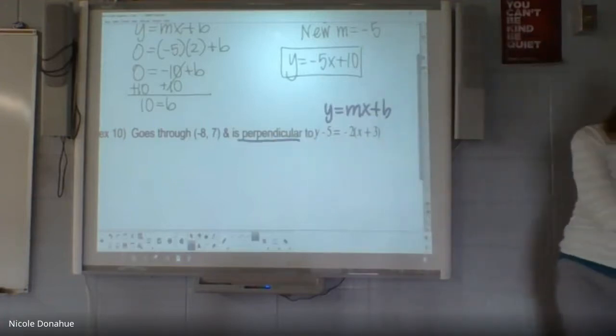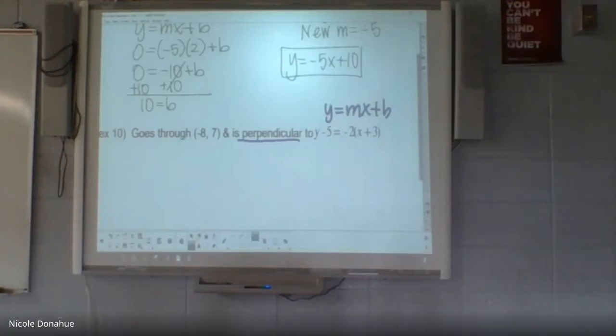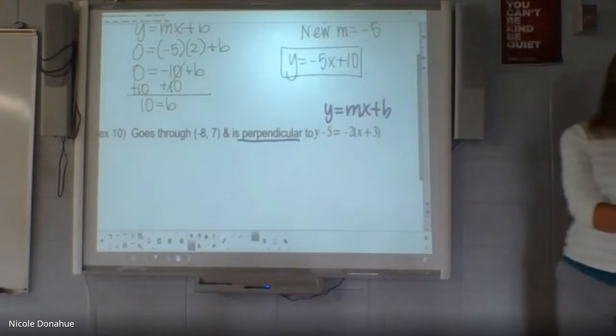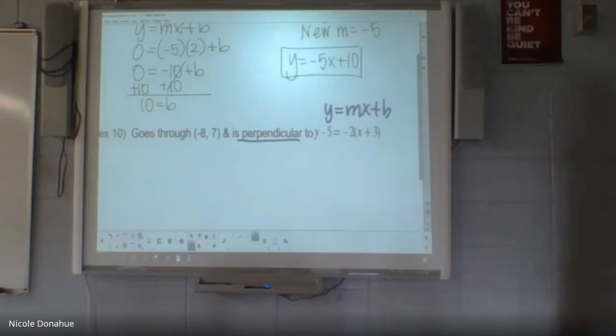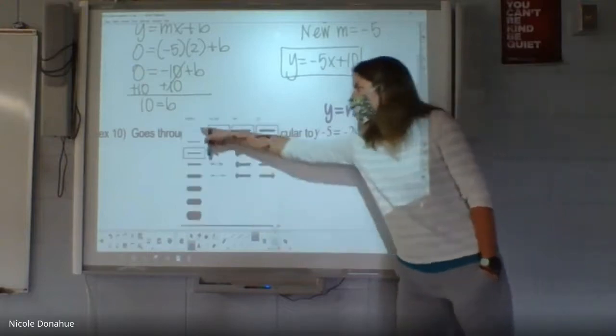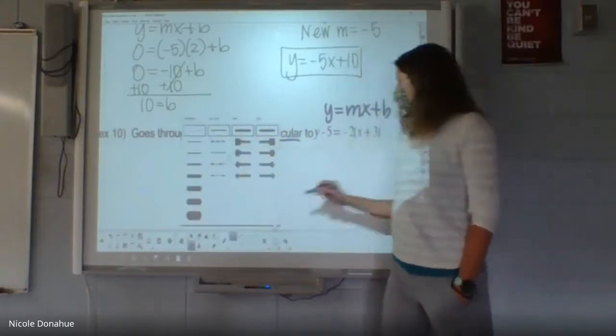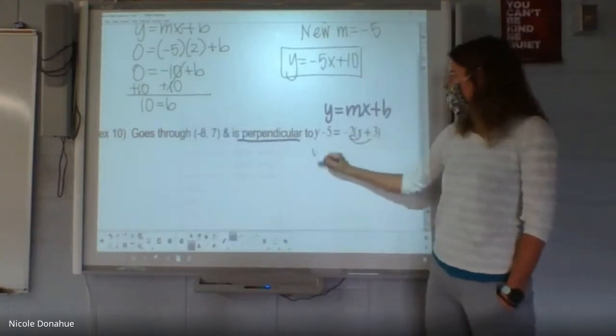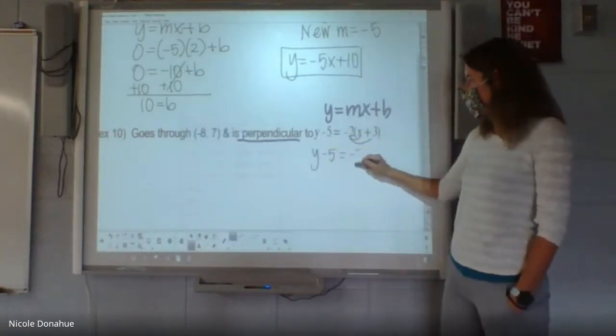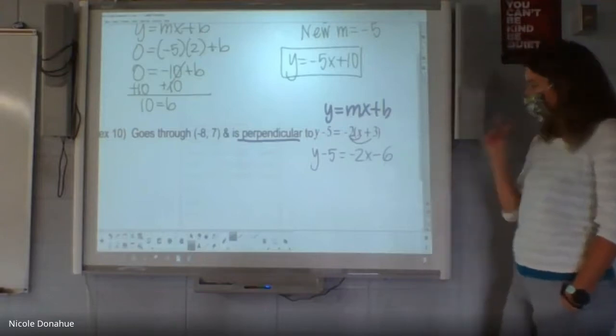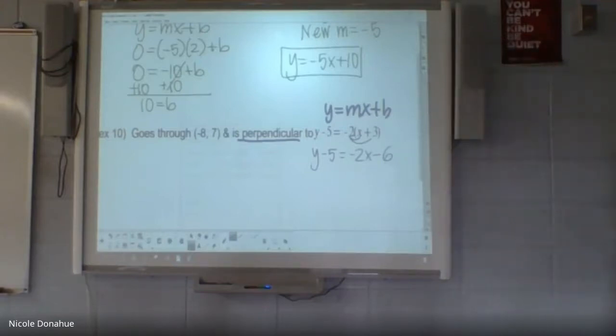So how do I get that in y equals mx plus b? We got parentheses this time. What can we do? What are we going to do first? Distribute. Yeah, get rid of those parentheses. There's no parentheses in our y equals mx plus b, so let's get rid of them. Okay, that looks much better.